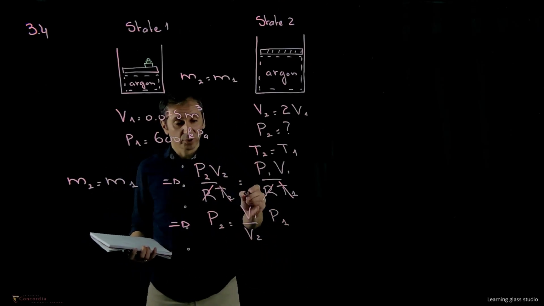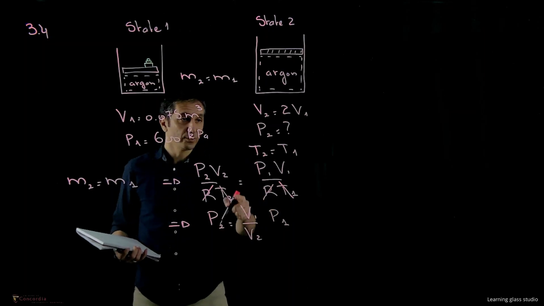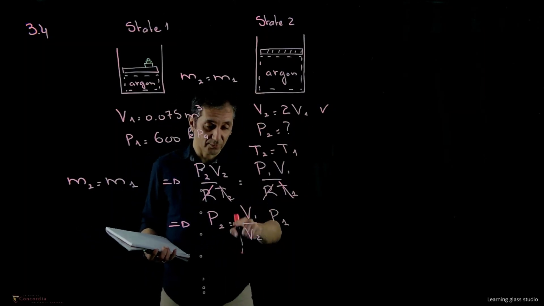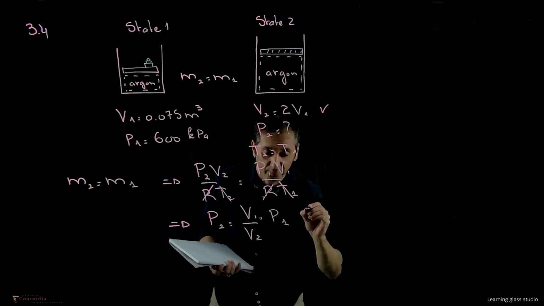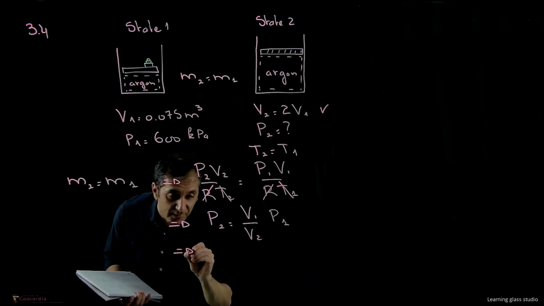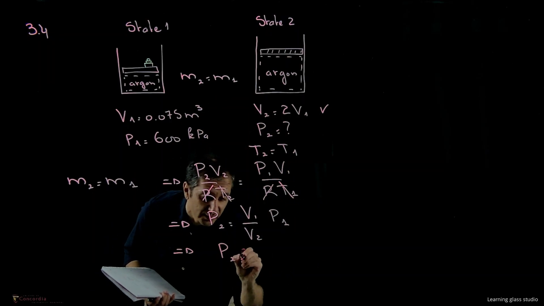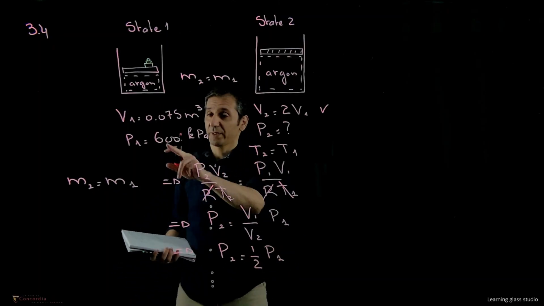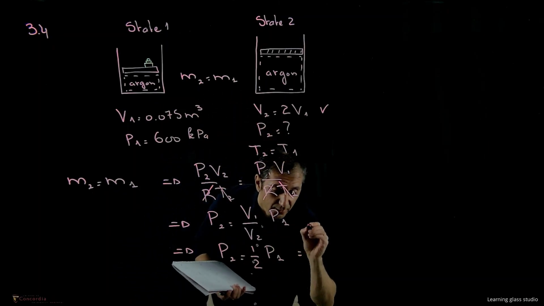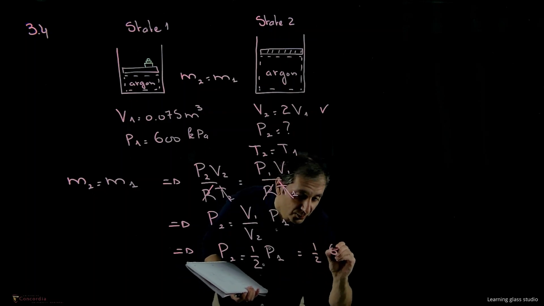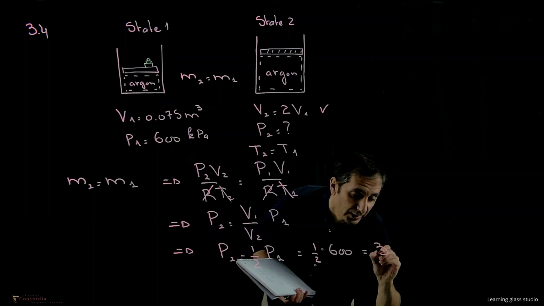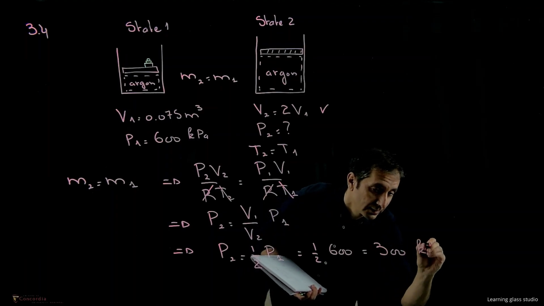Do we have a relation between V1 and V2? Yes, we do, because V2 is equal to twice V1. Therefore this ratio is 1 over 2. So this implies that P2 is simply equal to half P1. Since our P1 is 600 kilopascals, this gives us 1 over 2 times 600, giving us our P2 to be 300 kilopascals.